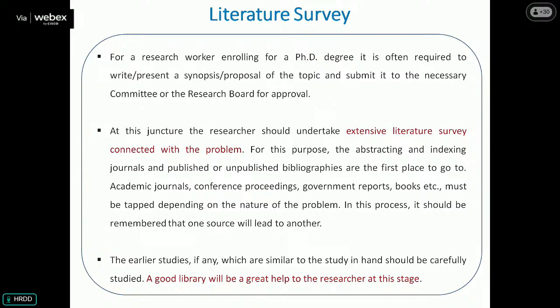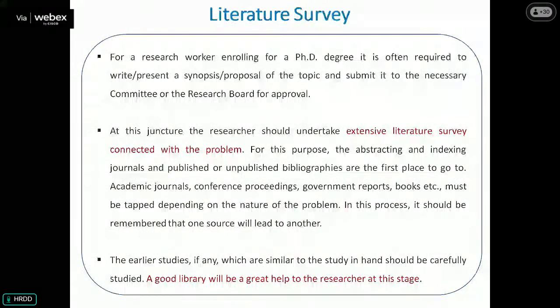Another thing which is not written here: journals, conference proceedings, government reports, books. Another is review articles. Whatever you are concerned with, a review article will help. It's already reviewed by somebody, so you are getting on a platter what you want, everything. Those are very useful and informative. Review articles are very useful and informative for initiating a new work or for people who are going into the PhD program.